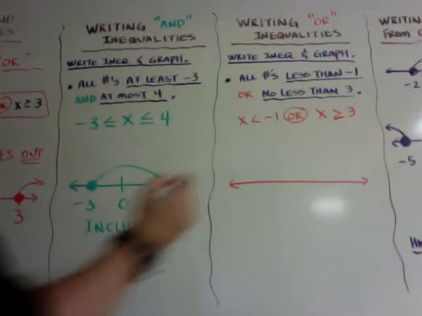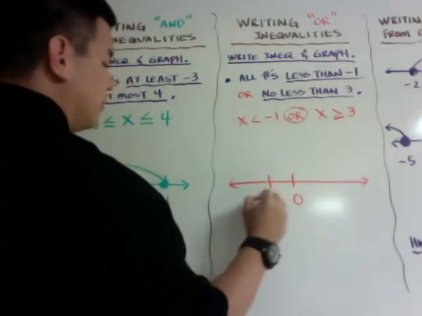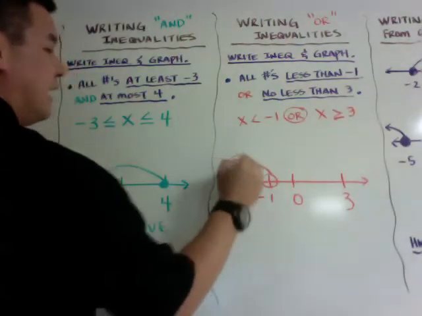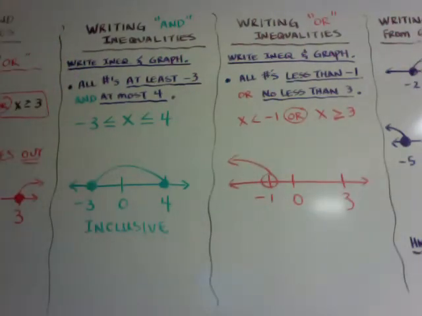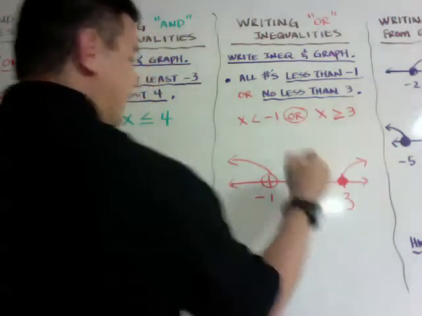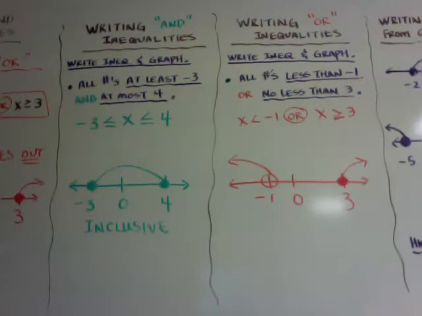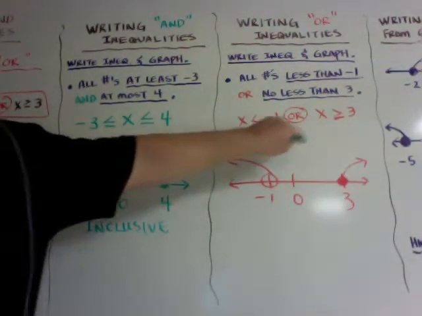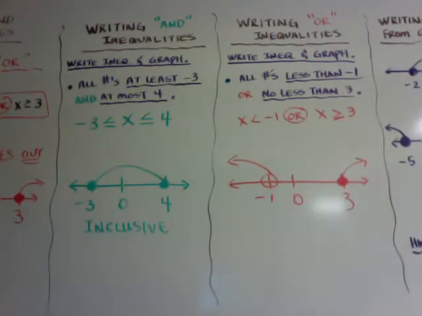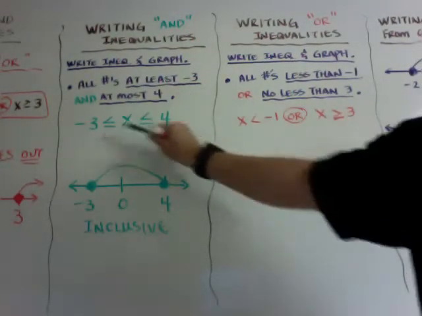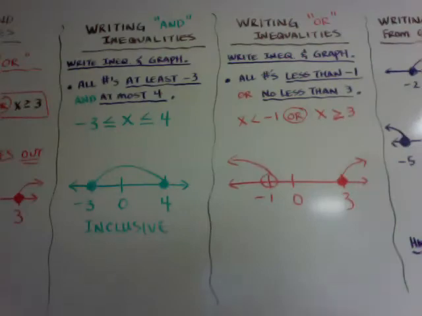So when I graph it, I can put my 0 here, put my -1 here, put my 3 here. Less than -1 is an open circle to the left. X is greater than or equal to 3, there's a closed circle going to the right. And again, "or" goes out. So the "or" problems, you just read it separately: x is less than -1 or x is greater than or equal to 3. That's how you do those, writing them from words. You just have to be aware of what these words mean as far as inequalities. And that's why I underlined them.